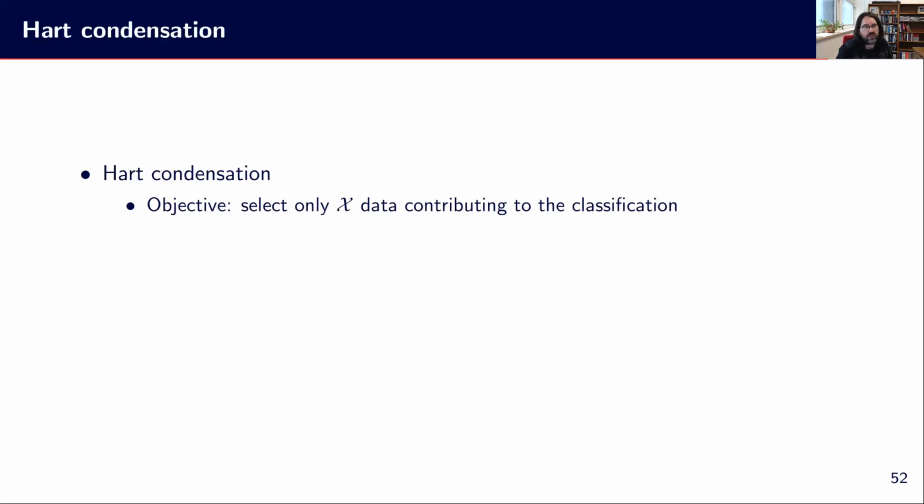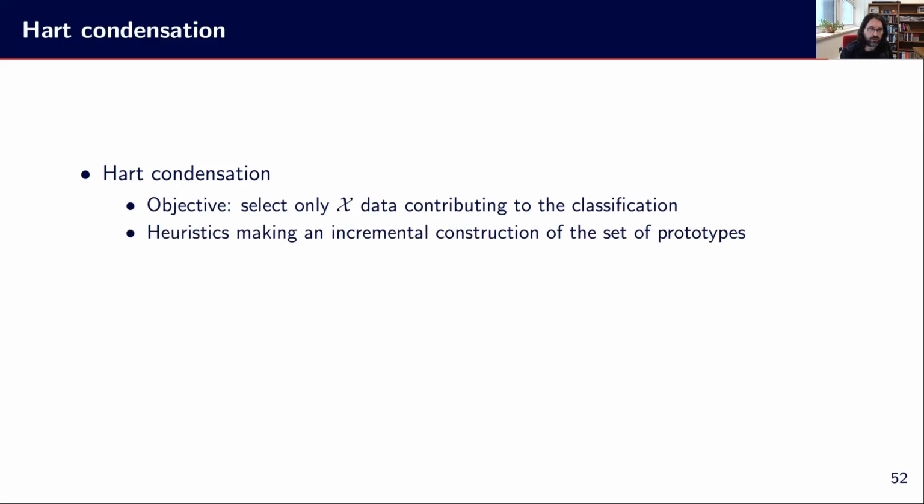One approach for that is what we call the Hart condensation. The objective here is to select only the data that are contributing to the classification. We want to keep the data that are useful for classifying new samples, but we want to get rid of the others that are not useful for that.